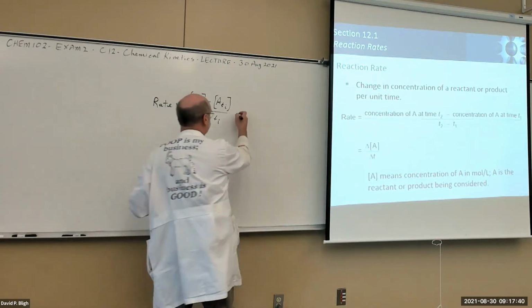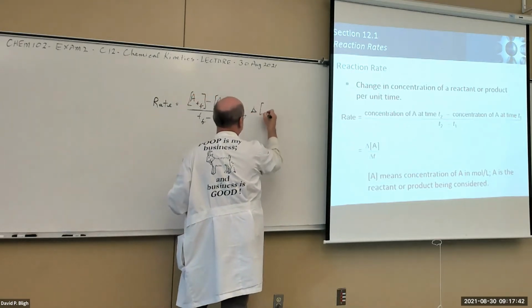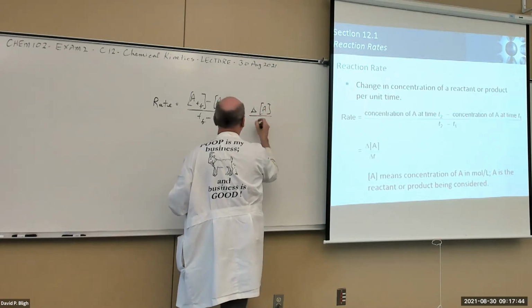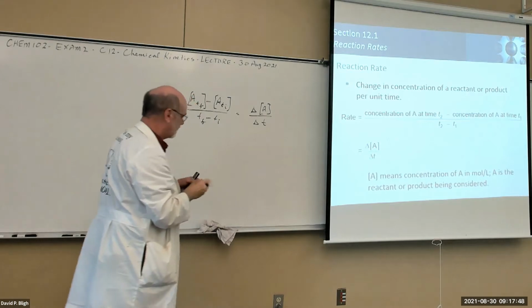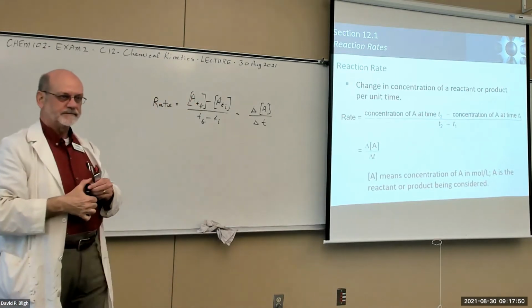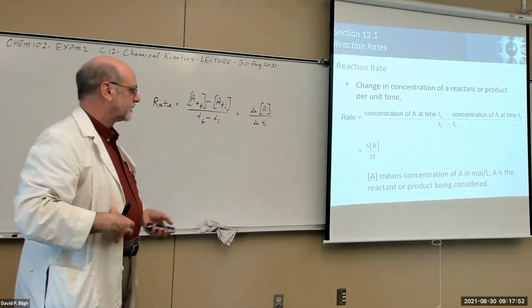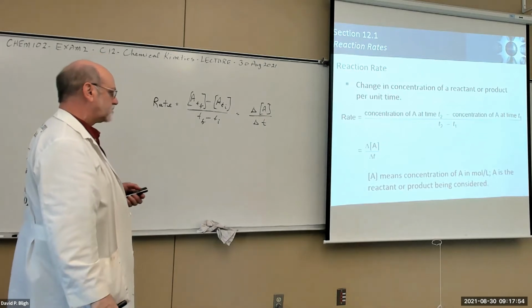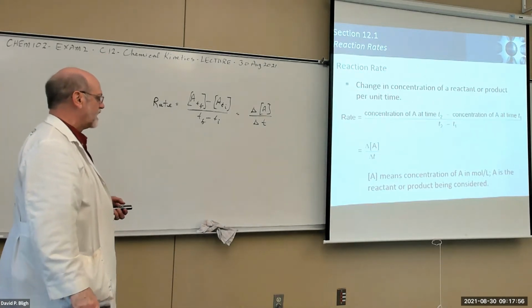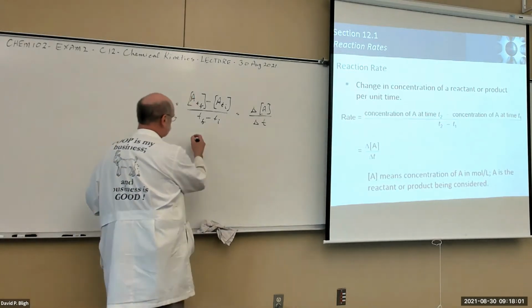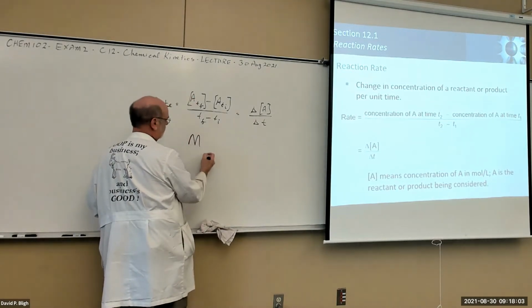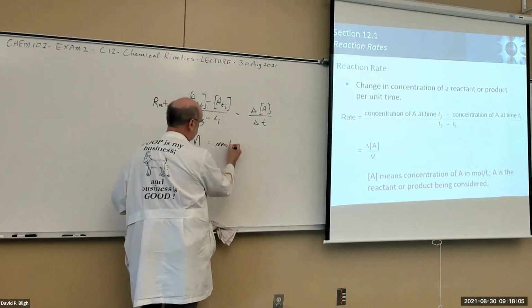Another way to write that is just the change in A divided by the change in time. That's what the delta means. It's just a change. Typically, A is expressed in molarity, or moles per liter.